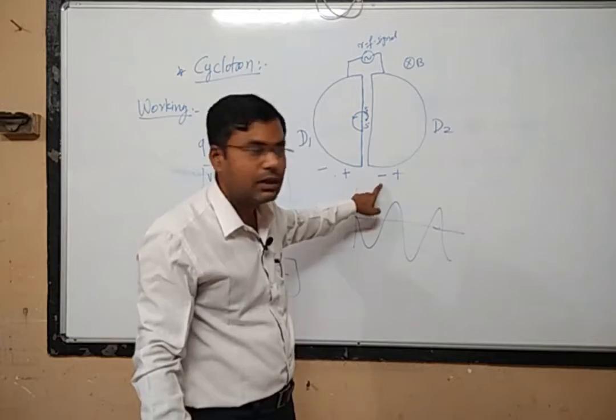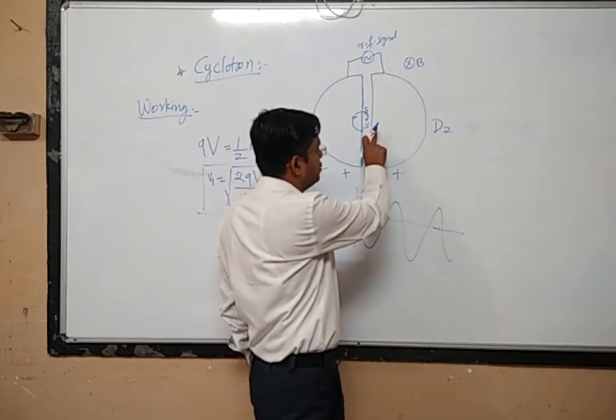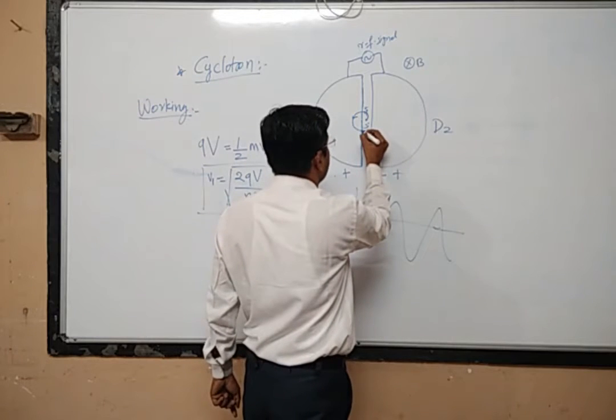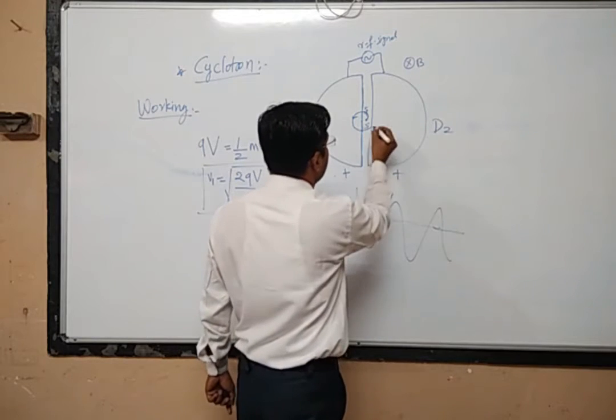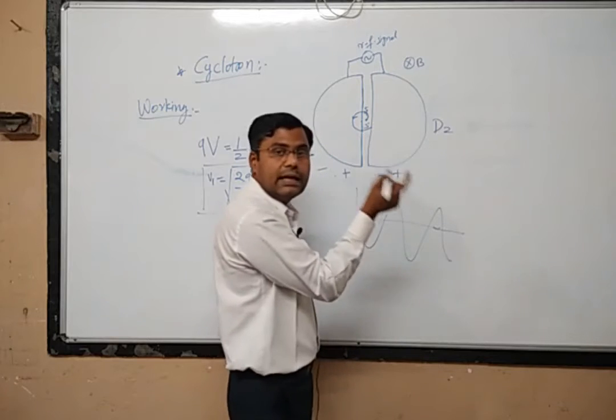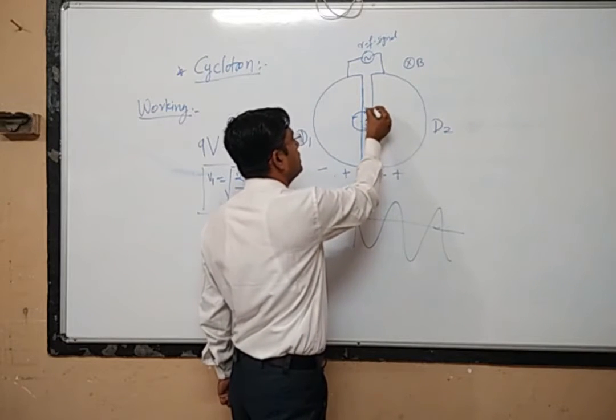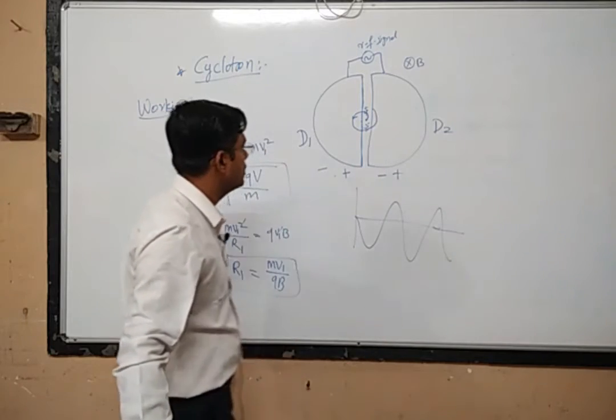Now once D2 has become negative, what will it do? It will again attract the charged particle towards itself. It will be attracted, which means it will be accelerated, and within the D it will again follow a circular path.